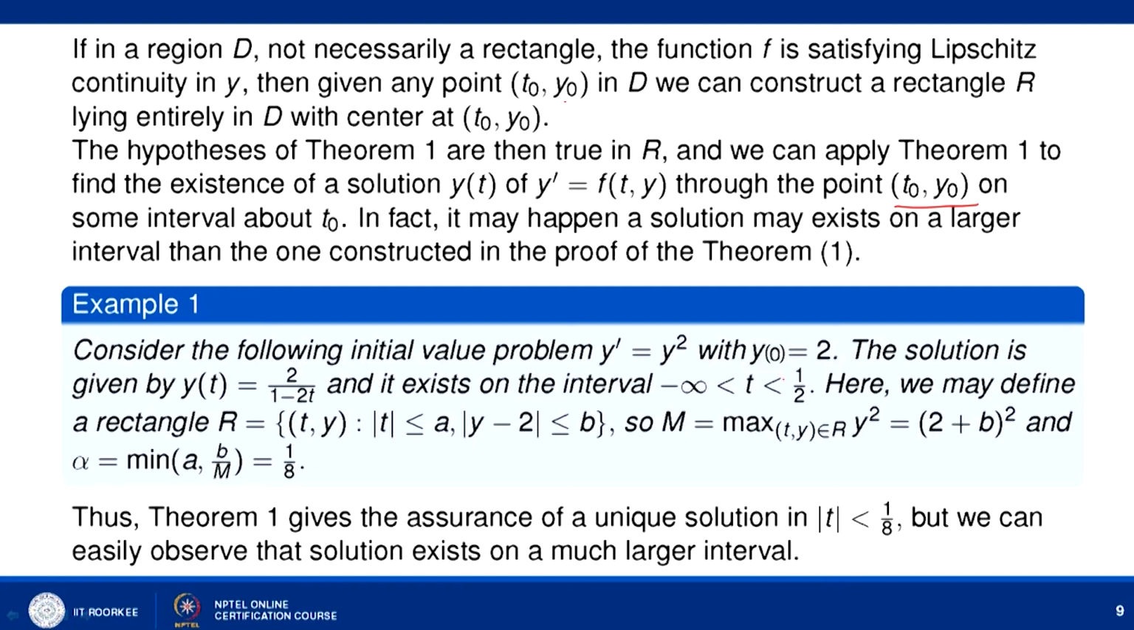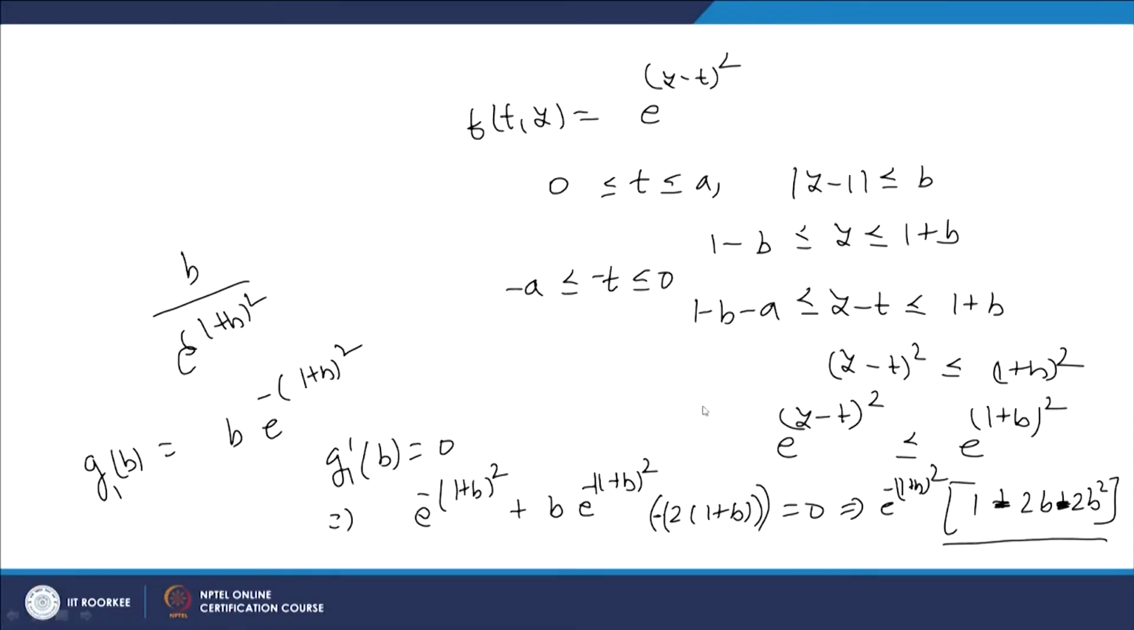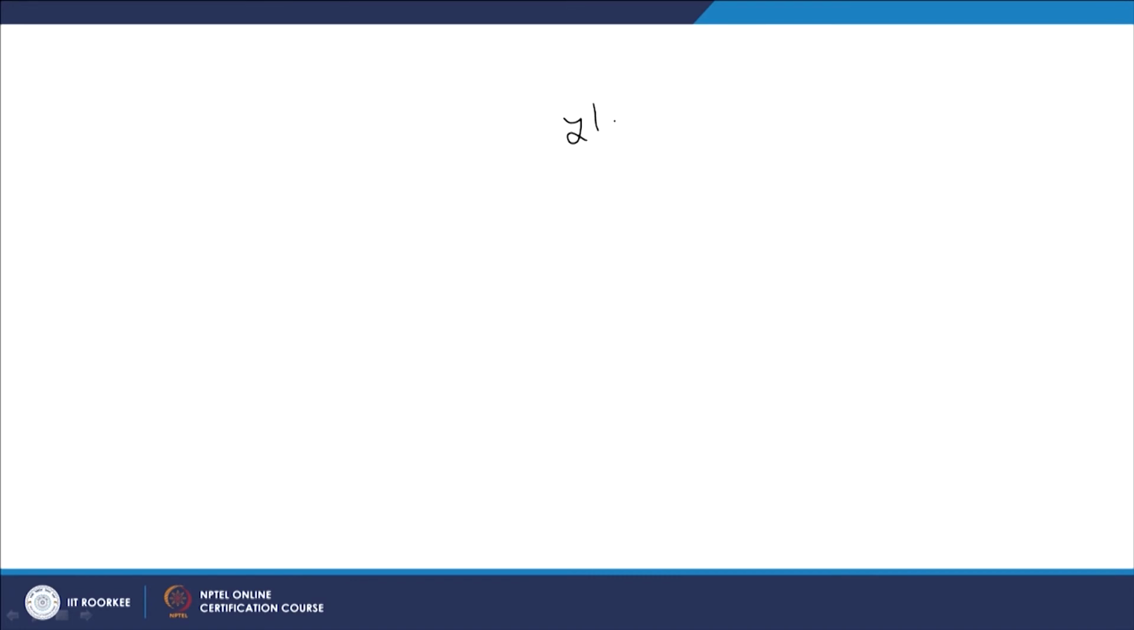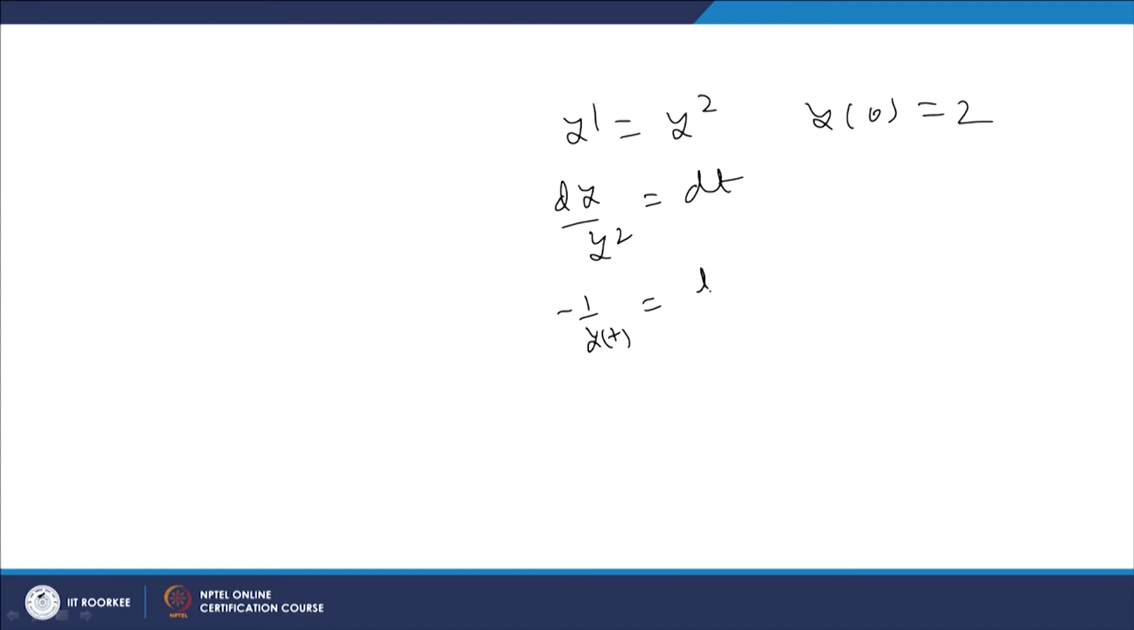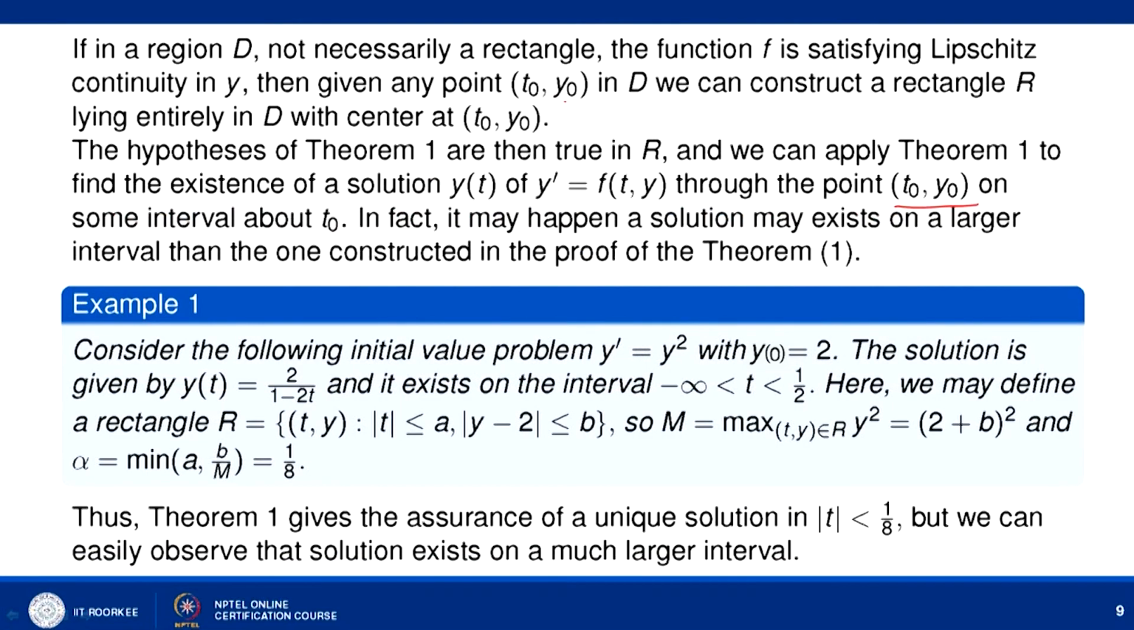And if you look at this, it is quite an easy problem: y dash equals y square, with y(0) equal to 2. This is a separable variable problem. So dy by y square is equal to dt, and you can simply solve this as minus 1 upon y(t) is equal to t plus c. You can find the value of c when y(0) equals 2, and the solution of this problem is y(t) equal to 2 upon 1 minus 2t.